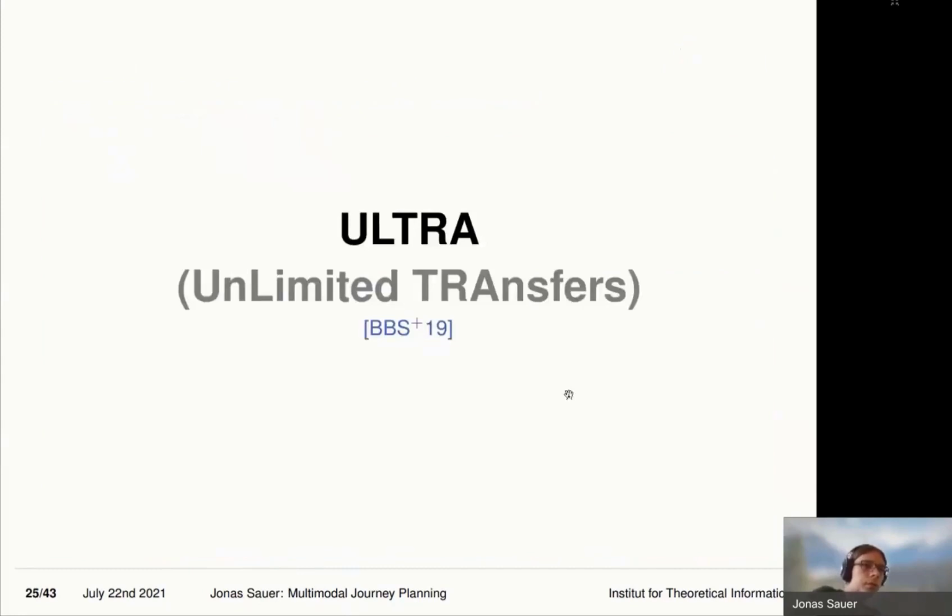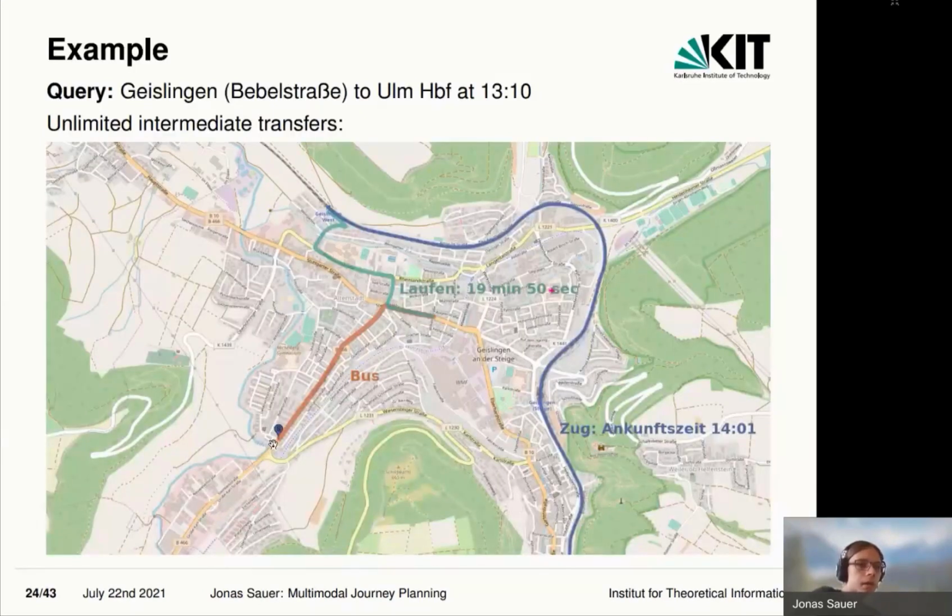Now let's allow unlimited intermediate walking. Now what we can do is take a bus from here to the middle of the town and then walk about 20 minutes to Geislingen West. Now we arrive early enough to catch an earlier train, and we arrive at 14:01. So this is an example where a fairly long intermediate walking leg is in fact useful. And you can imagine that if you allow a faster transfer mode than walking, let's say you have an e-scooter available or something like that, then these kinds of examples get more frequent.